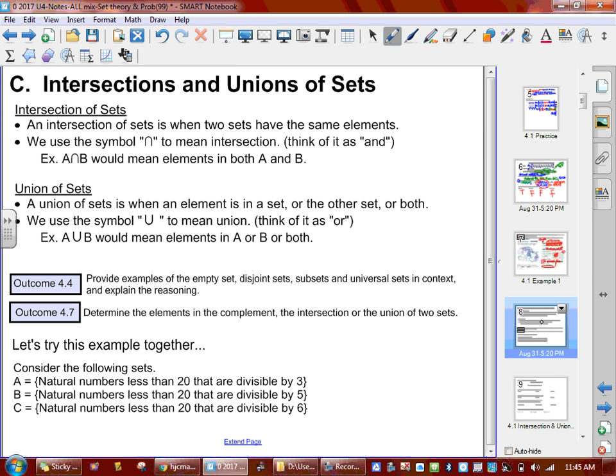Well, let's take a look at the next example. Now we're going to talk about intersection of our sets. Now we're going to talk about where they overlap. So this one says, an intersection is when two sets have the same elements or items. So we use the set symbol ∩ to mean the intersection, meaning they overlap. Think of it as the and. So we would read this A and B. And that means elements in both A and B. Okay, the overlap between them.